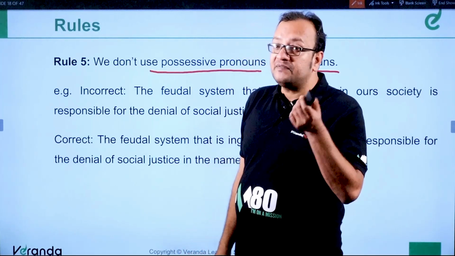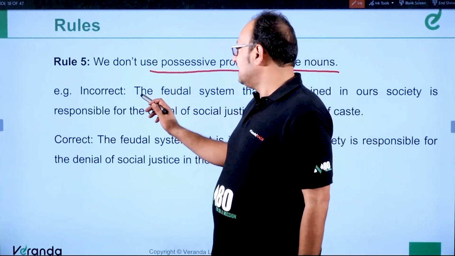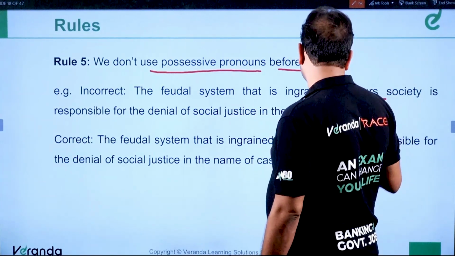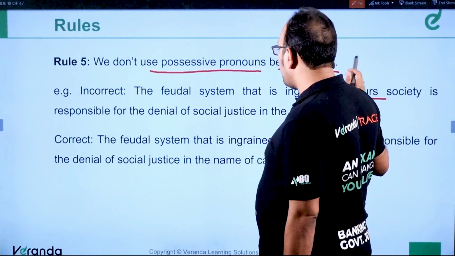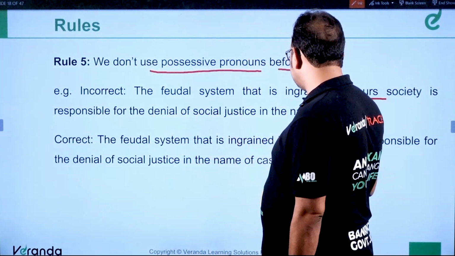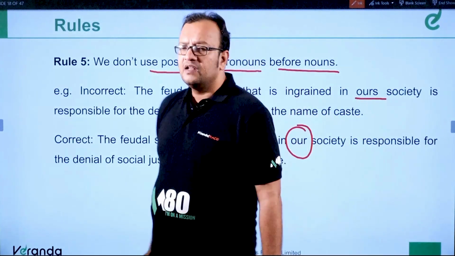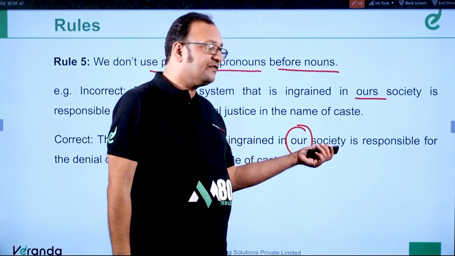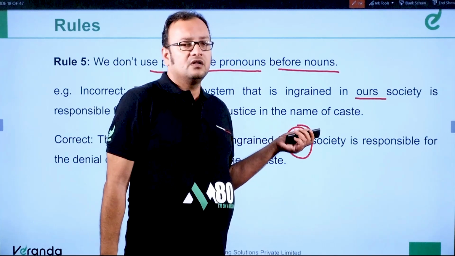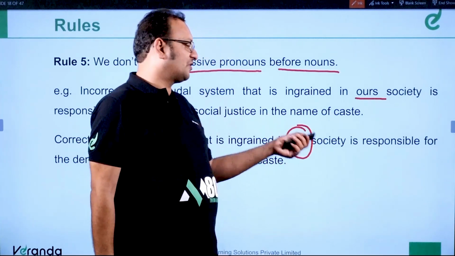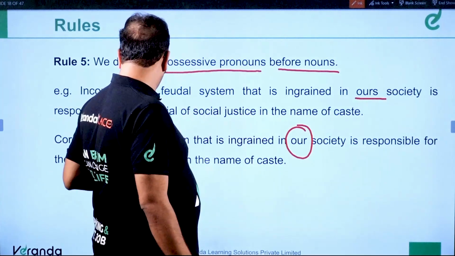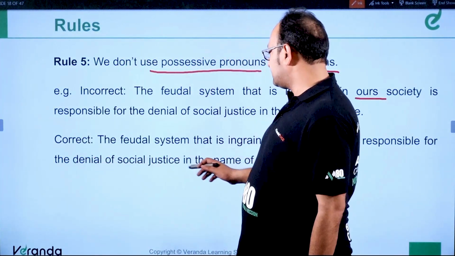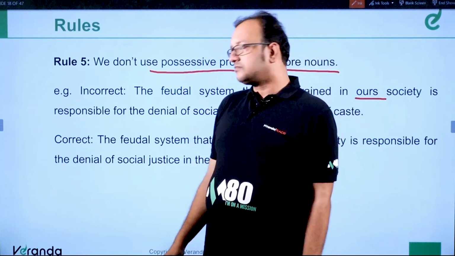Possessive pronouns, not possessive determiners. Incorrect: the feudal system that is ingrained in our society. This is incorrect. It should be our society. The feudal system that is ingrained in our society. See, understand this. We don't use possessive pronouns before the noun. We use possessive determiners in front of the nouns. Society is responsible for the denial of social justice in the name of caste.